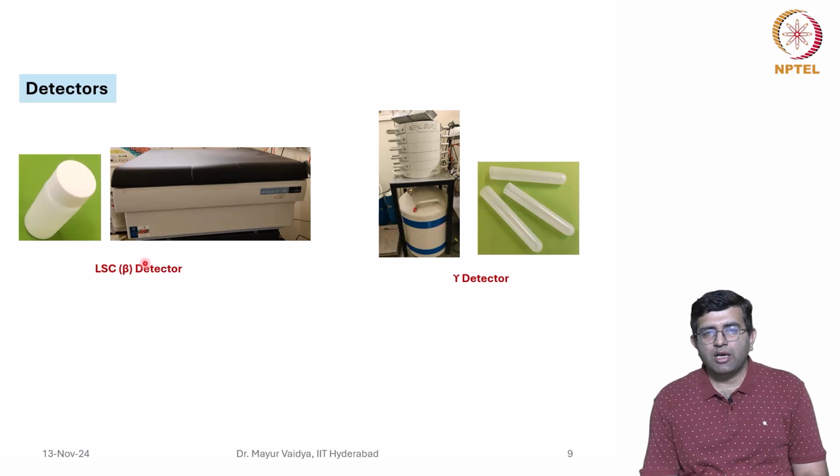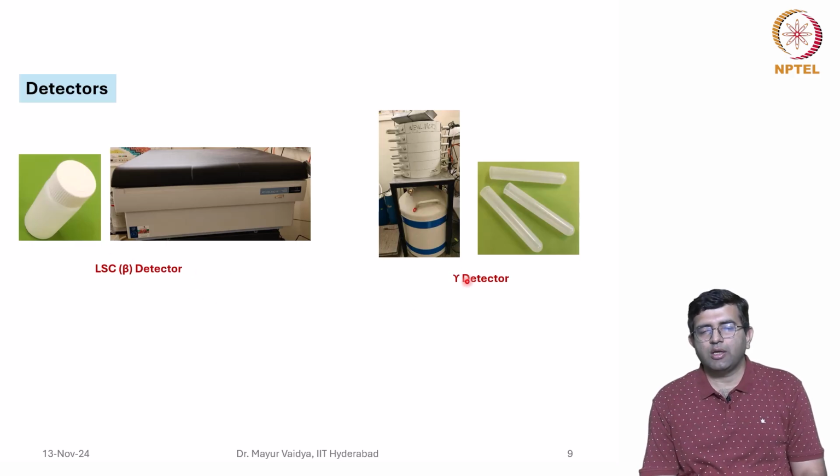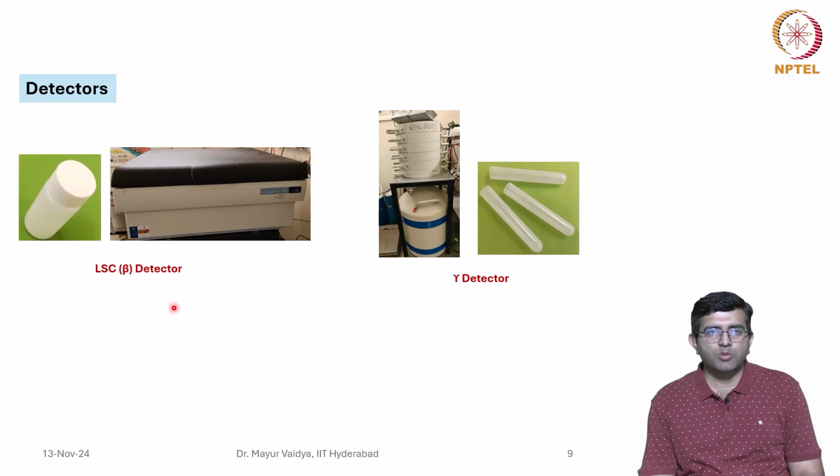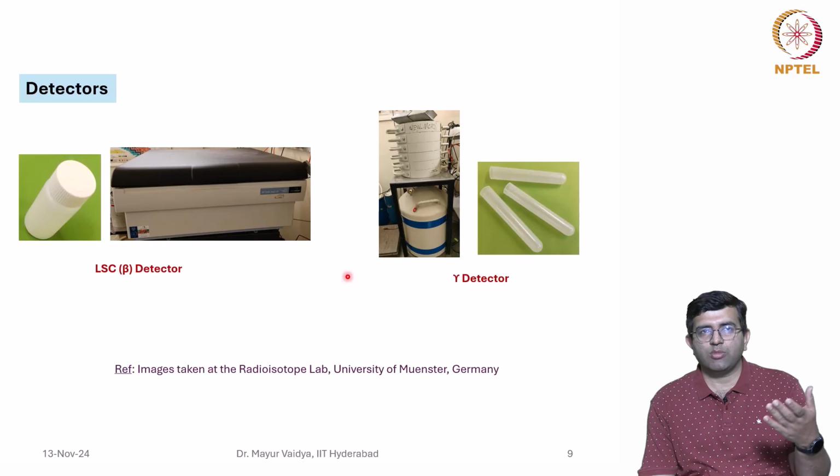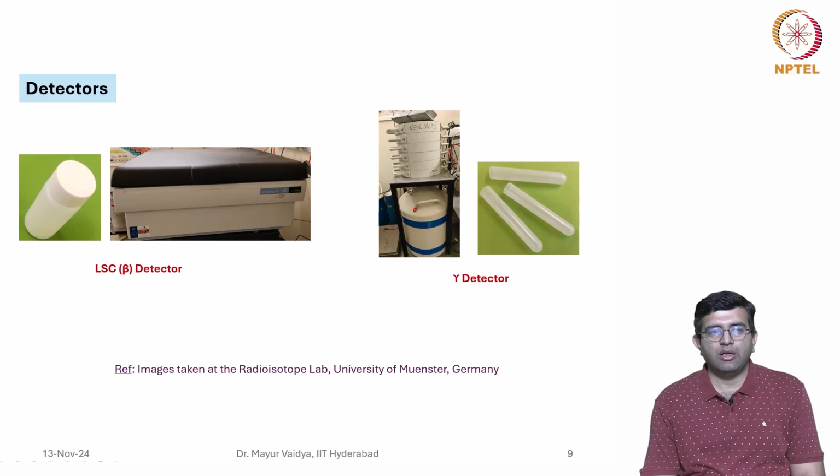There are certain isotopes which are beta isotopes, and certain isotopes which are gamma isotopes. For example, nickel-63 is a beta isotope, whereas cobalt, manganese, zinc, these are all gamma isotopes. Just to tell you, these images were taken at the radioisotope lab at the University of Münster in Germany, which is the only place where this kind of diffusion measurements are currently being conducted.